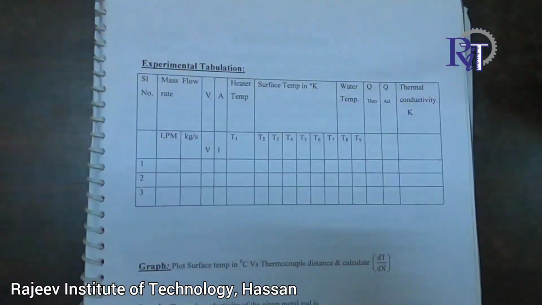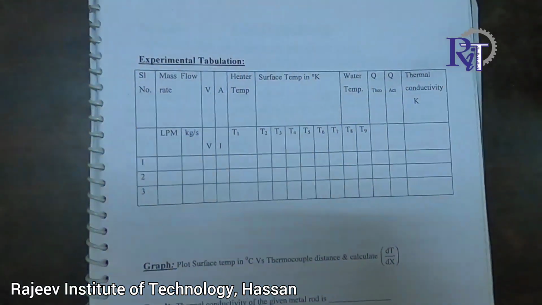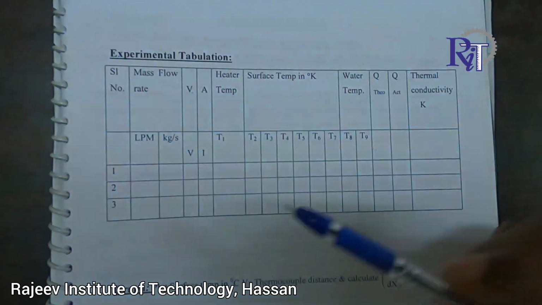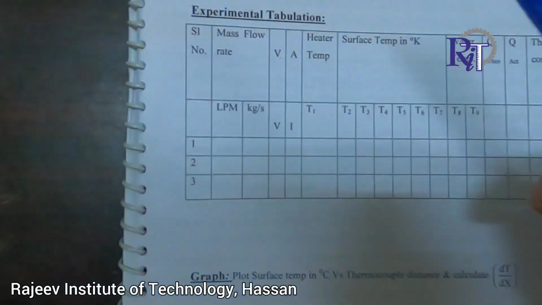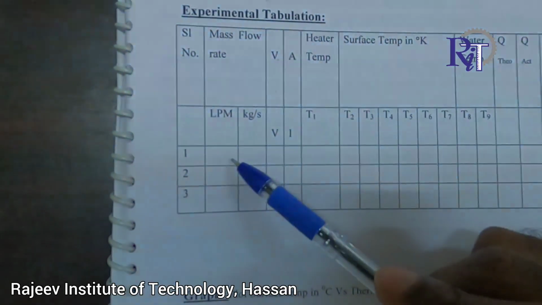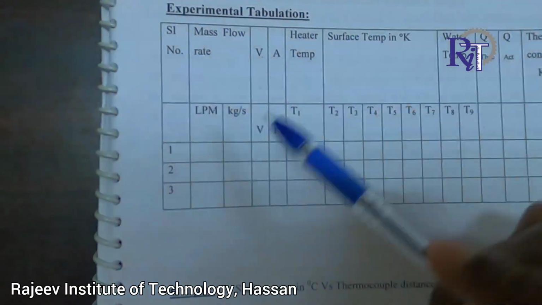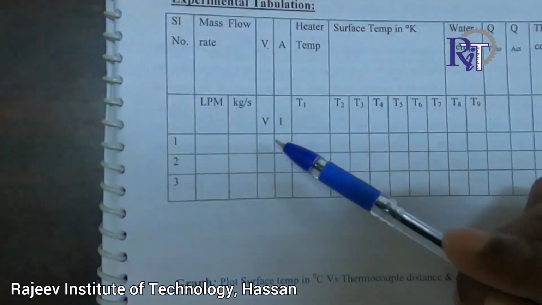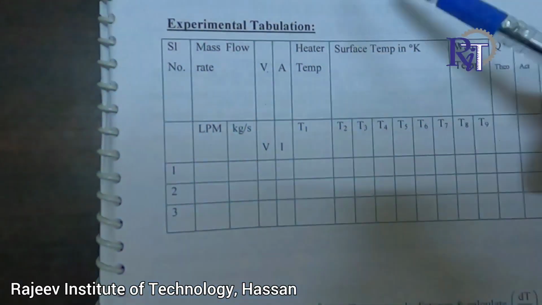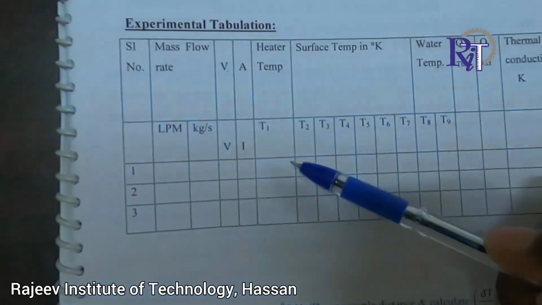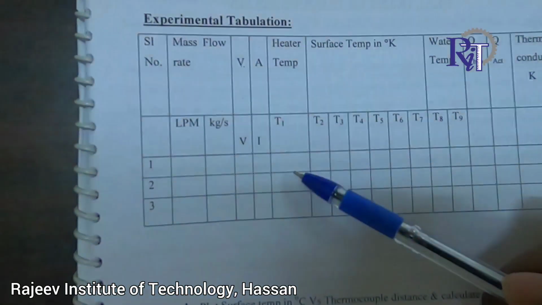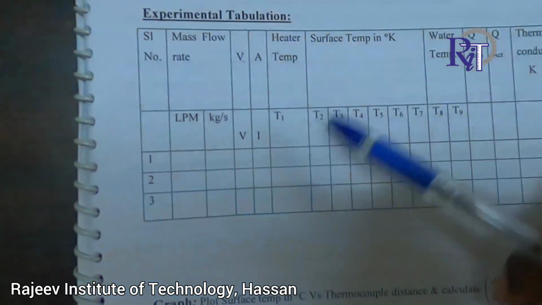After conducting the experiment, we have to wait for 10 to 15 minutes so that we can get constant readings. Here through the rotameter you have adjusted the flow rate of water. That one reading you need to take here. Then that needs to be converted into kg per second. Whatever reading you get from the voltmeter, take that reading here. And from the ammeter, take the reading here. And with the help of thermocouples, we find the heater temperature. That is shown as channel 01 in the experiment.